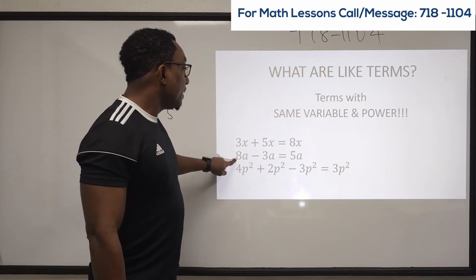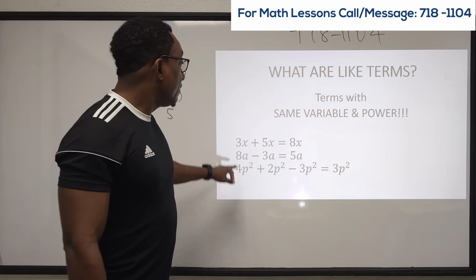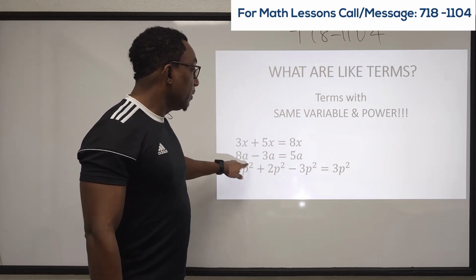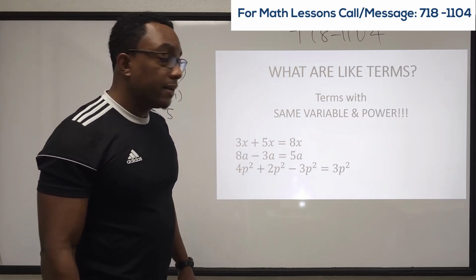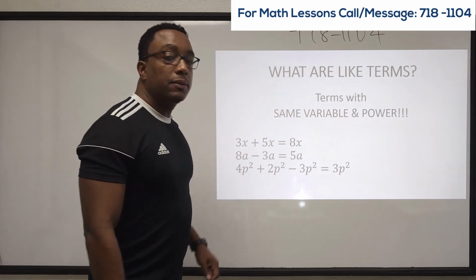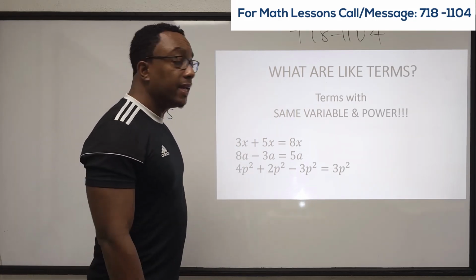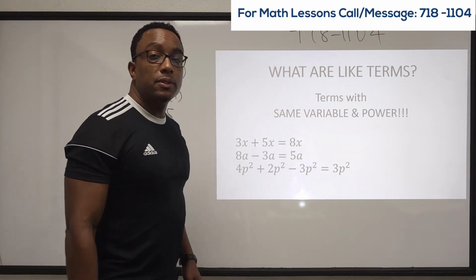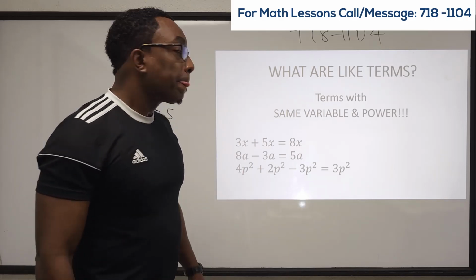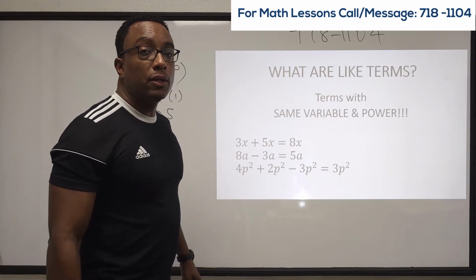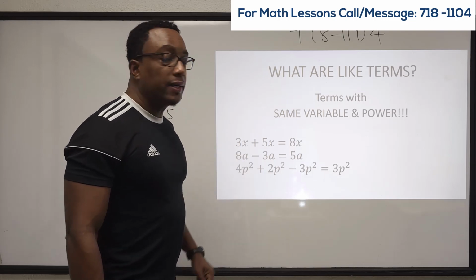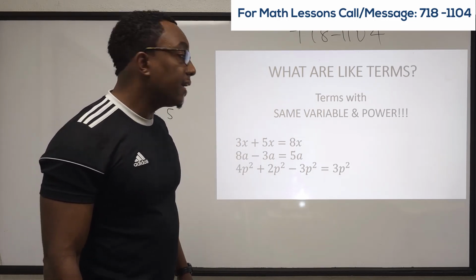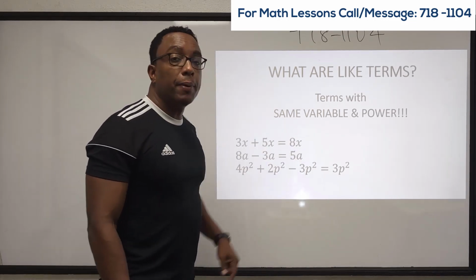If we have 8a minus 3a, we have like terms here because if we look, we have the same variable a, and each variable has the same power or index. So therefore these two terms are like terms, and what we can do is subtract the coefficients. 8 minus 3, 8 subtract 3 will give us 5, and we maintain the variable and power, so we get 5a.